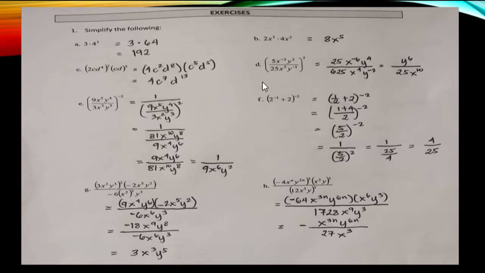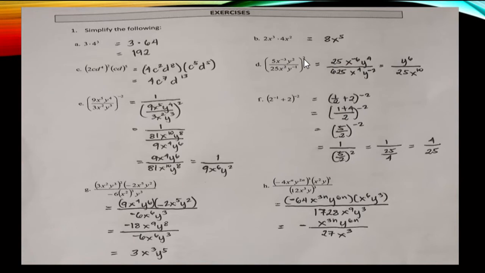D. (5x to the power of negative 3 y squared) all over (25x squared y to the power of negative 1), quantity squared. So we will distribute first the square on each factor. So 5 squared, that is 25. x to the power of negative 3 times 2, that is x to the power of negative 6. y squared times 2, that is y to the power of 4.